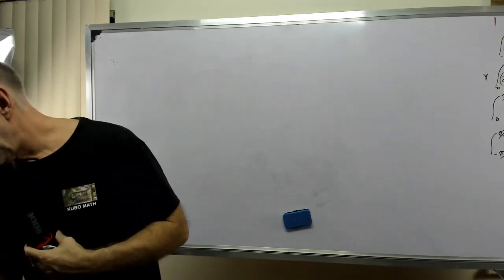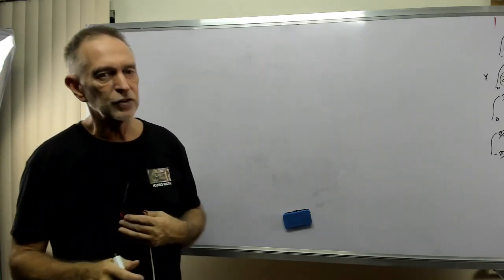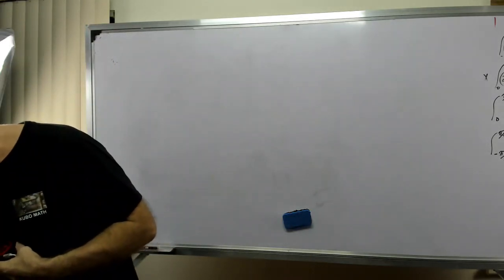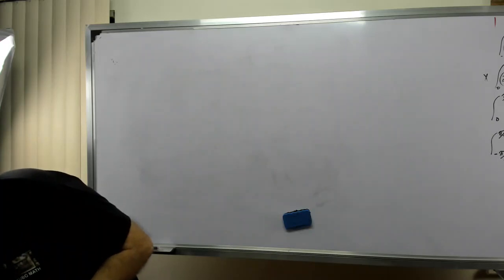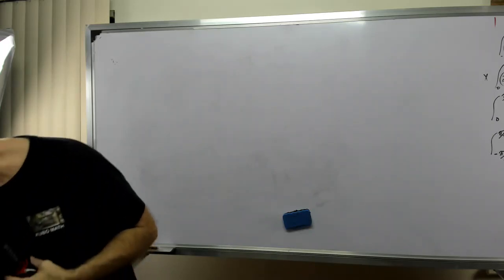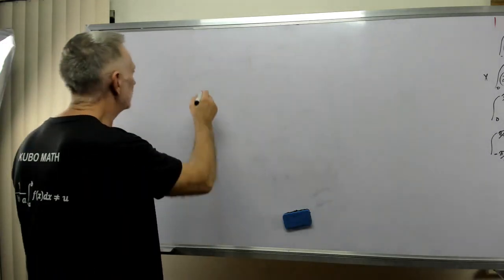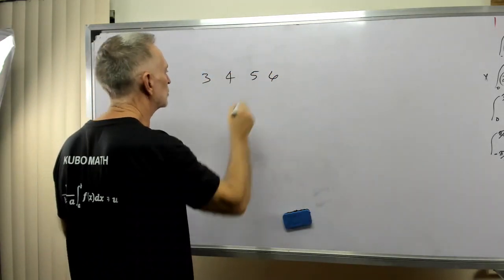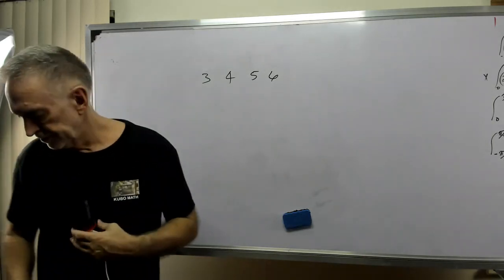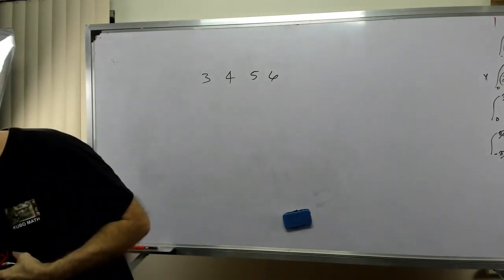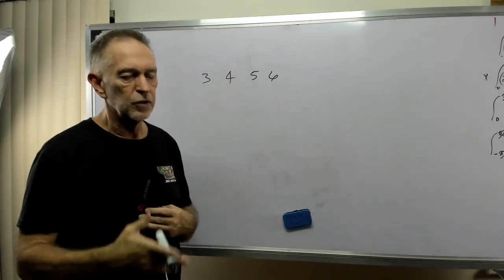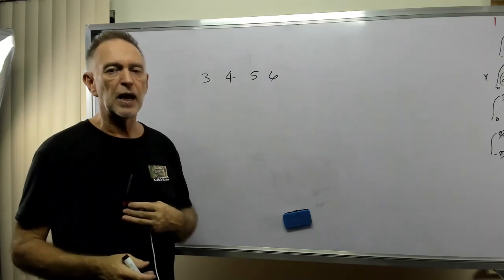All right. 4 bells ring simultaneously at intervals of 3, 4, 5, and 6 seconds. Okay, they want to know at what interval or what time do they all ring at the same time?